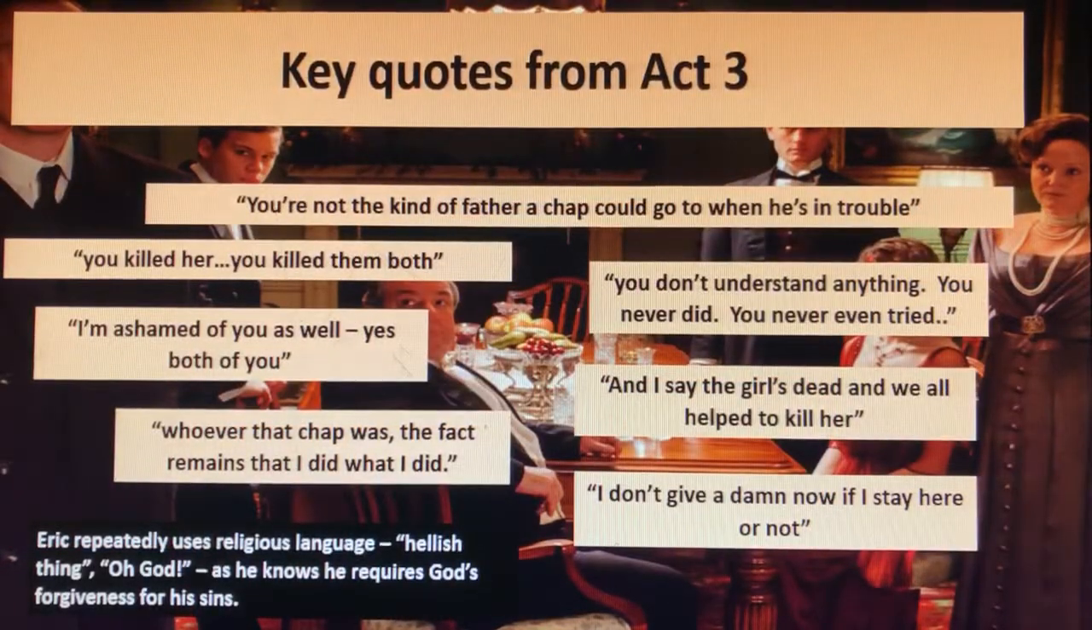Key quotes then from Act 3. It's interesting to see how much he actually is scolding his parents and his growing anger across different quotes here. He repeats the same point, that the other characters killed Eva Smith. His language here is also interesting. He's the only one who seems to use particularly religious language, hellish thing and oh God, as if he knows he requires God's forgiveness for his sins. He is shocked and responds as normal with emotion.